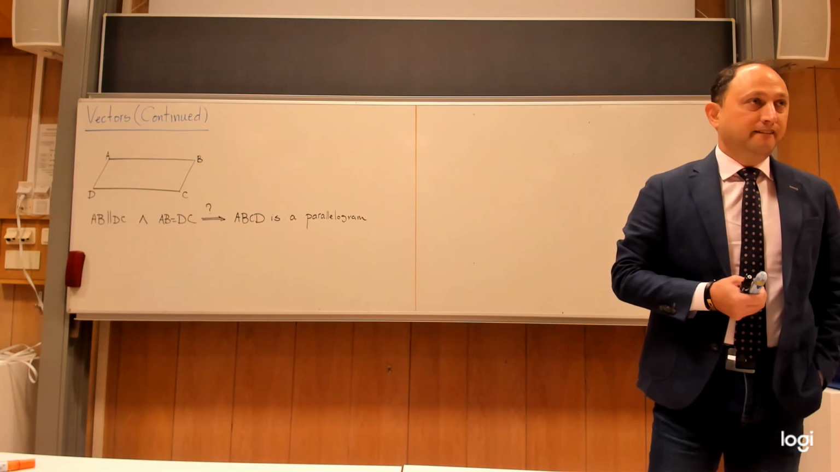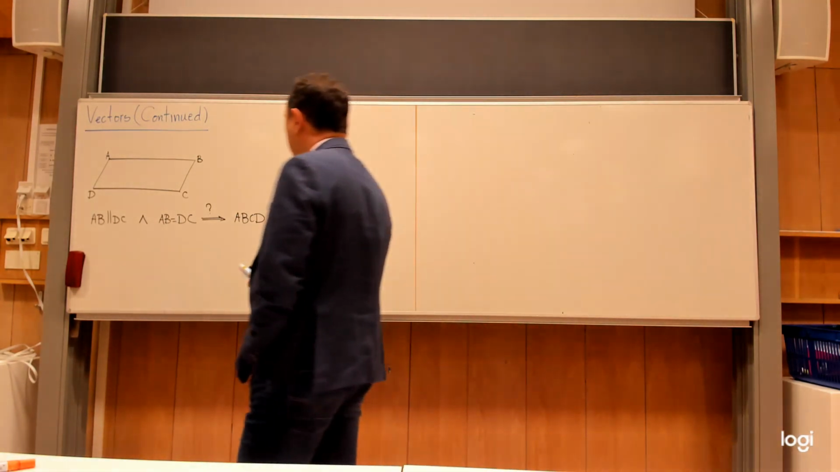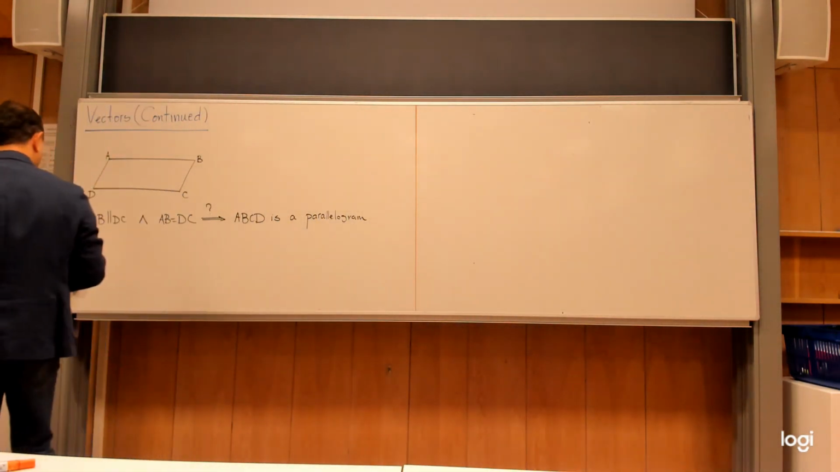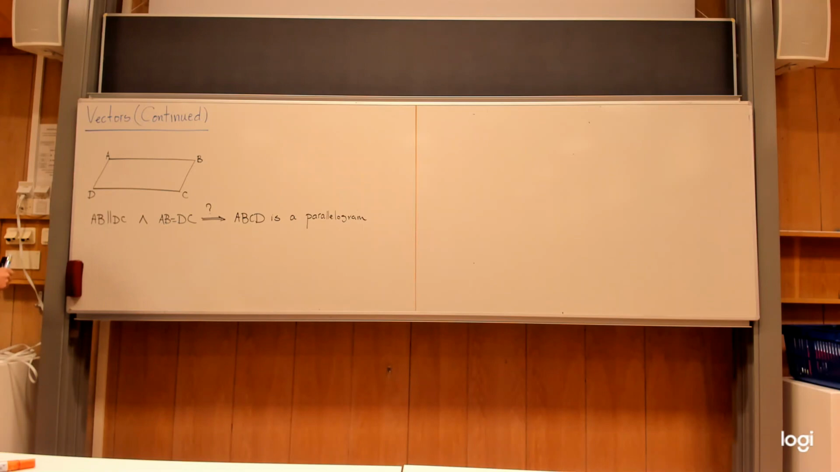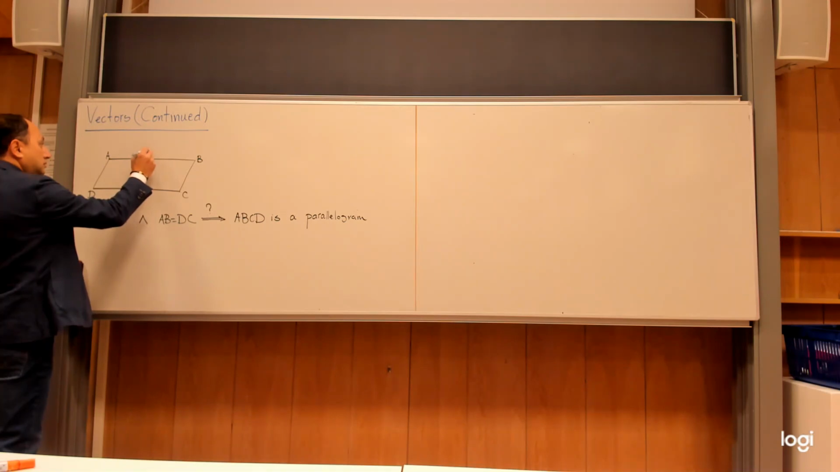I think you showed yesterday that you can call the DC and AB X. You want to use vectors? No, it's fine, just the sides. We can call the sides X. This is X, AB and DC.